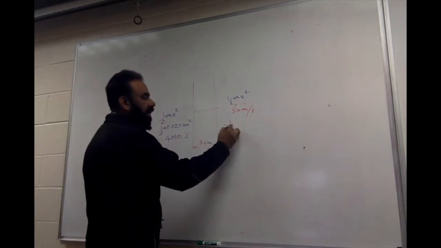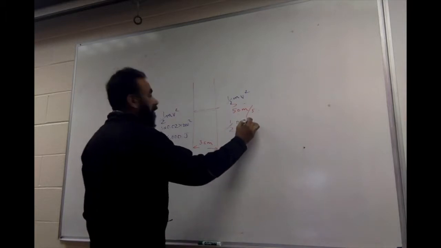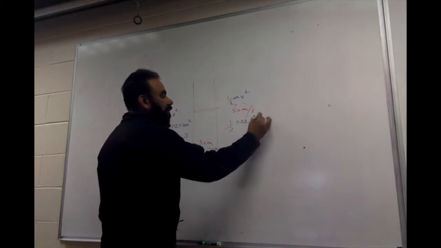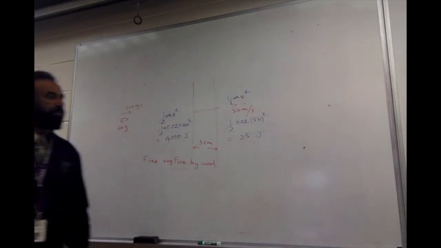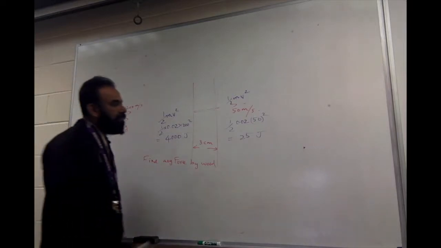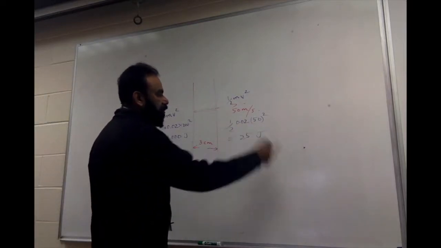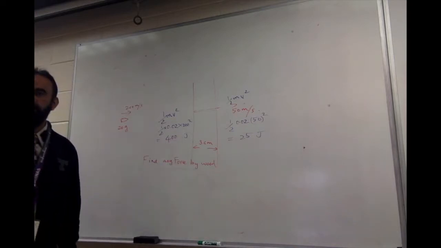What's the kinetic energy here? Half mv square again, so half times 0.02 times 50 squared. 25 joules. Yes, 25 joules. On the left, is it 400? Yes.